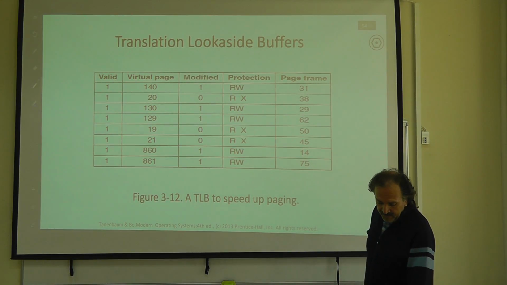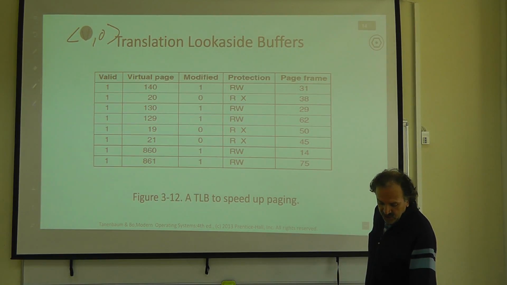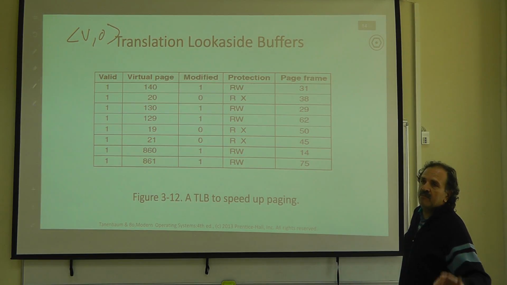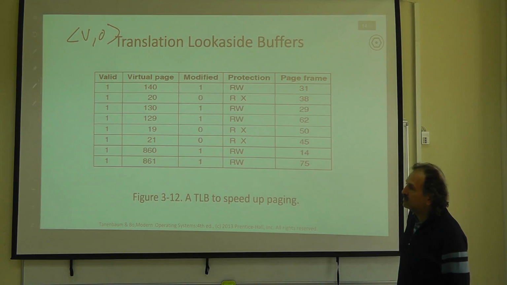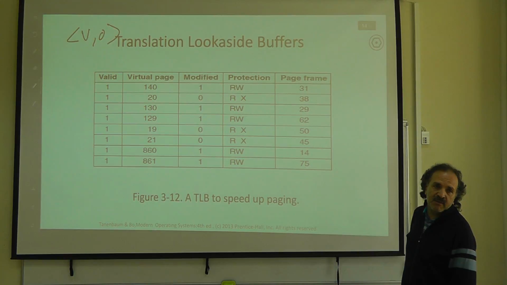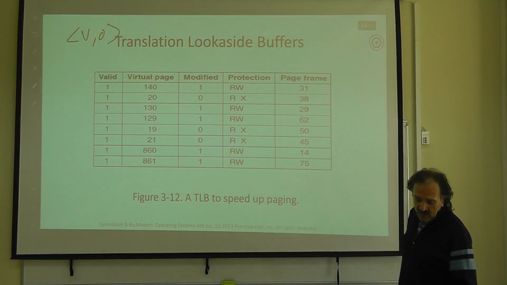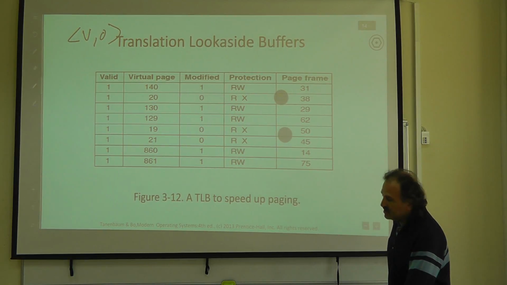Remember, a virtual address is composed of V and O parts. When I get this virtual page number 140, I say this is modified, protection is this, and page frame is 31. So among all the possible, maybe 256,000 virtual pages, I only keep 8 of them here, because I don't have enough space. These are the most frequently used virtual pages. When I get one of these numbers, at the end I will produce these page frames.